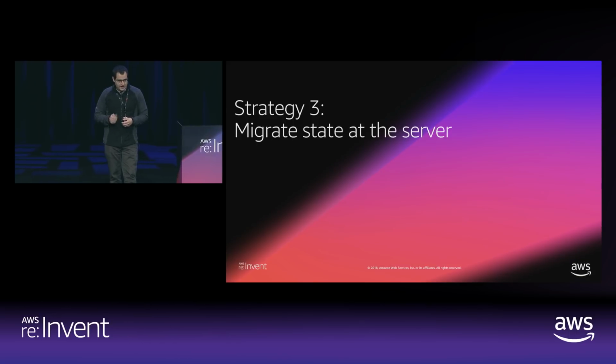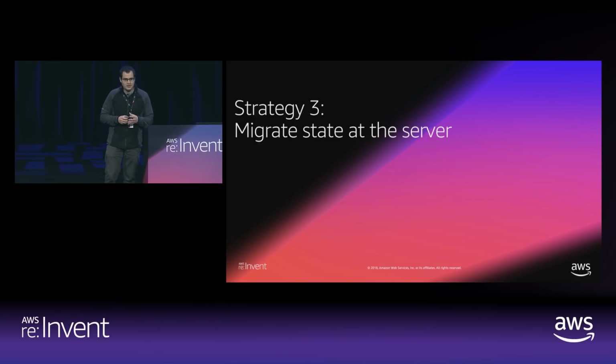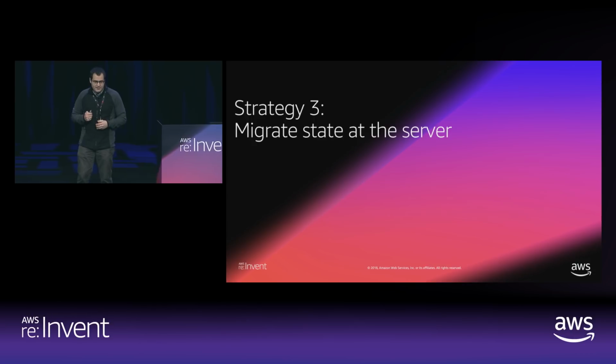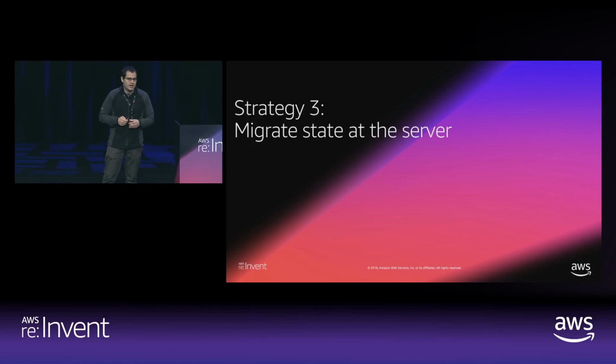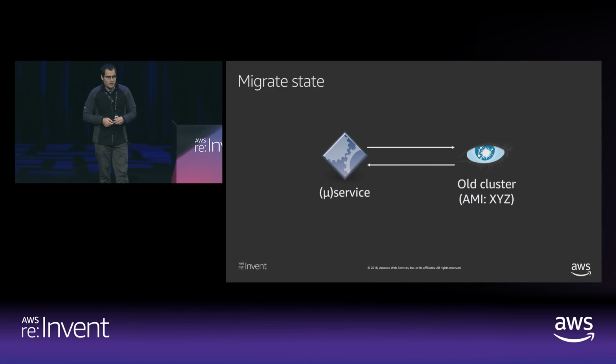All right, so the final strategy that I want to talk about is migrating state at the server. So we've talked about just changing the instances as they are. We've talked about having your clients move the data for you. The final strategy I want to talk about is just taking the state from one set of servers and putting it on the other ones. In order to do that, I want to walk through a similar example where we've got a service talking to a data store, in this case, a Cassandra cluster running AMI XYZ.